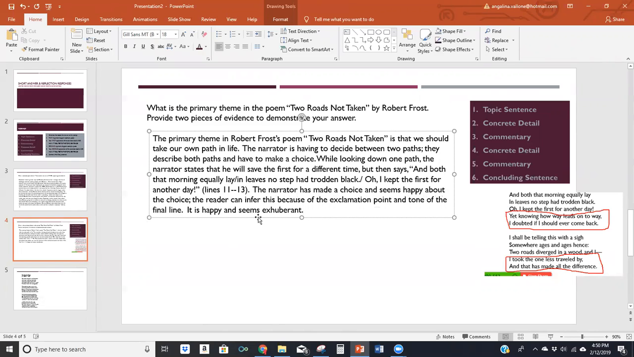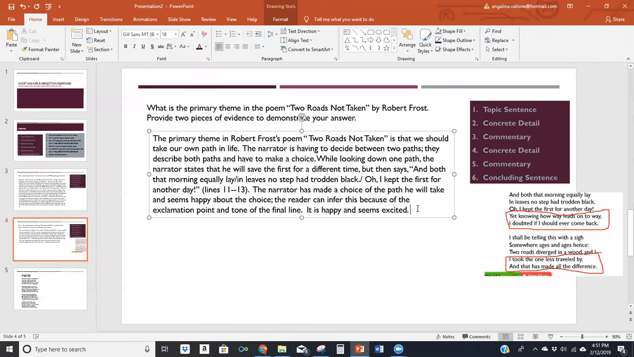I'm not going to use exuberant. I'm trying to use exciting or excited. Okay, so now there is my commentary. So this portion is just my commentary. It's me explaining how my quote relates directly to my answer, that we should take our own path. So he's made a choice of the path he will take and seems happy about the choice. The reader can infer this because of the exclamation point and the tone of the final line. It seems very happy and excited, right?